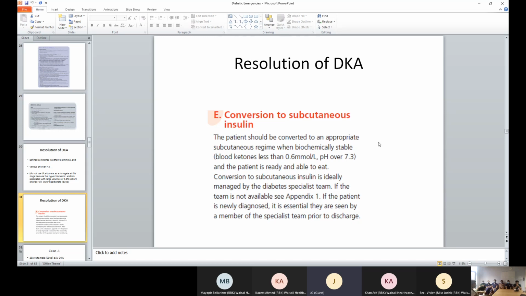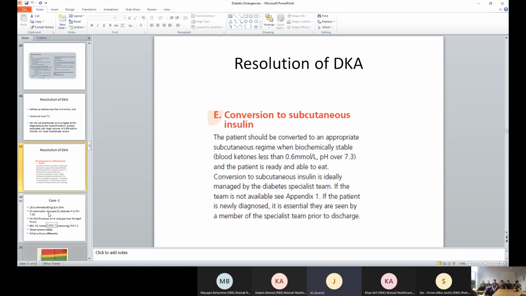So 5% dextrose with 40 millimole KCl, or dex saline, half normal saline with 40 millimole KCl, over 8 hours. That should be the fluid in the variable rate insulin infusion.